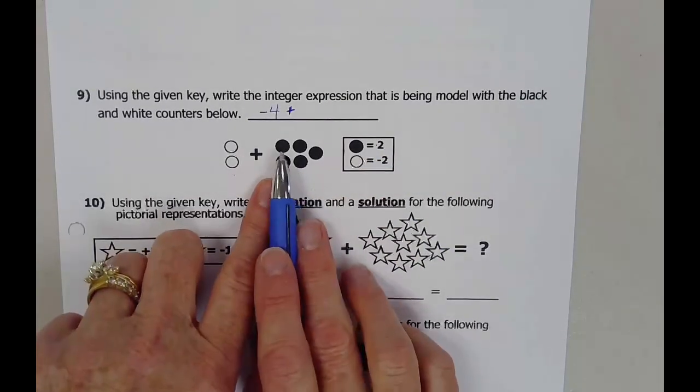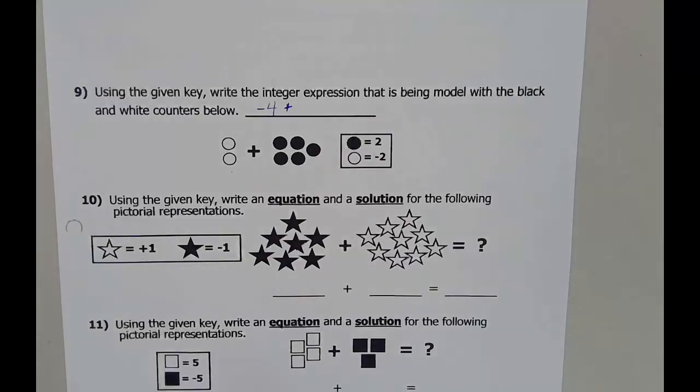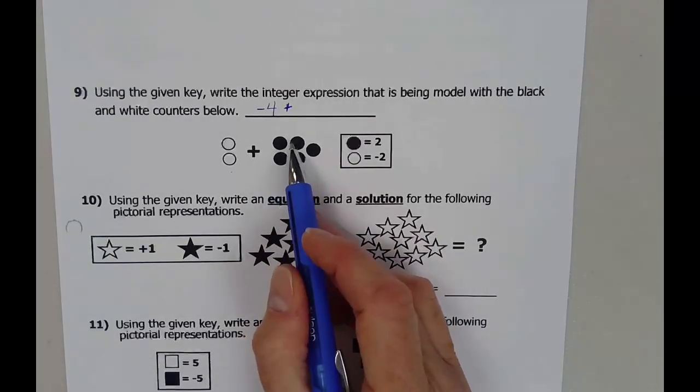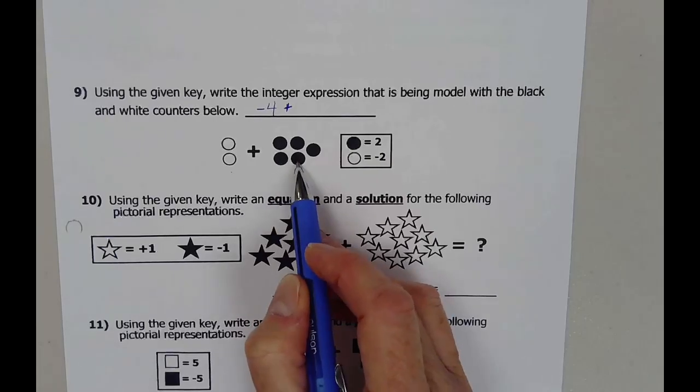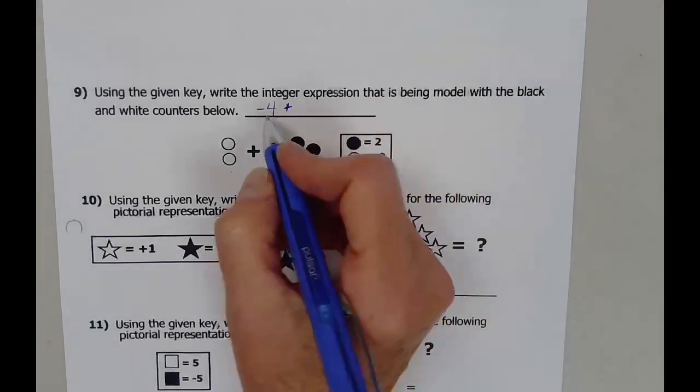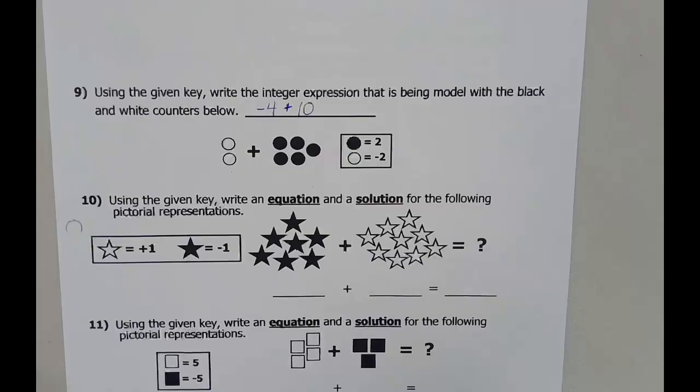Well, this is not. What is each one? So when I count them, I'm counting by 2s. Positive 10. 2, 4, 6, 8, 10. So I have a -4 and a positive 10.